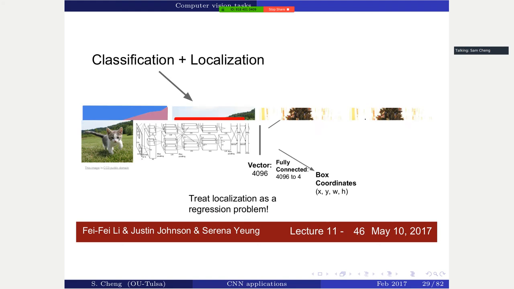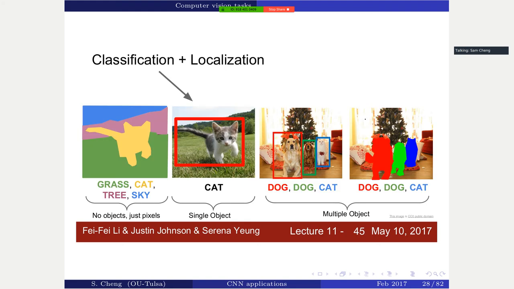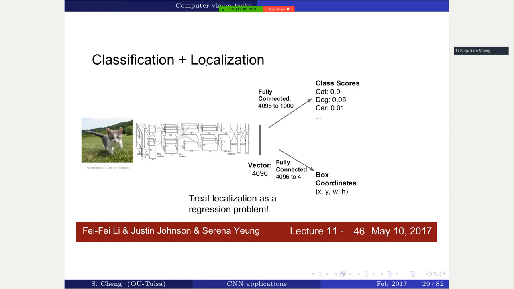Now let's talk a little bit about detection. That will be a combination of classification and localization. In a classification problem, we just have a scene, a picture, and we expect one object, and we don't care where the object is. Here we want to localize the object as well. If we only have one object of interest, we can combine this with a classification.